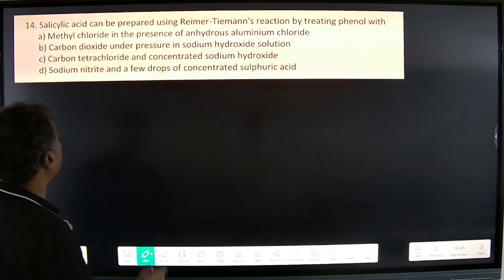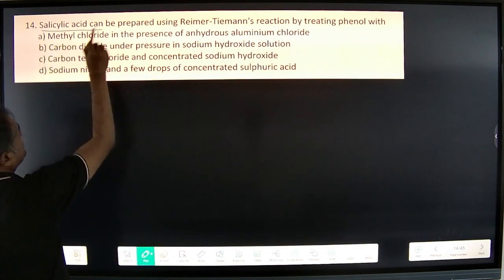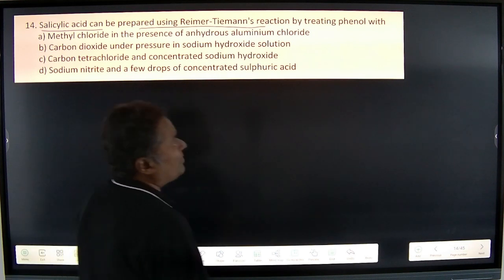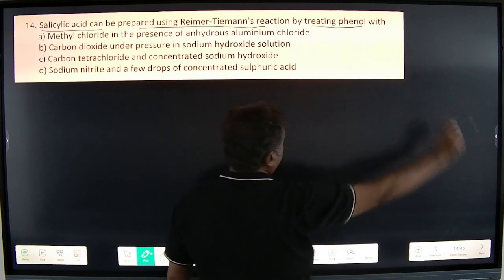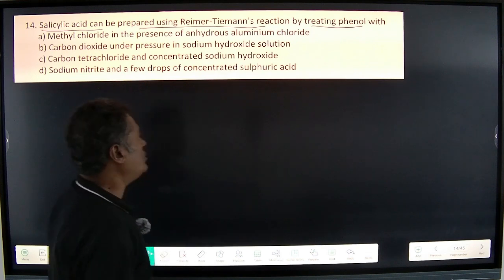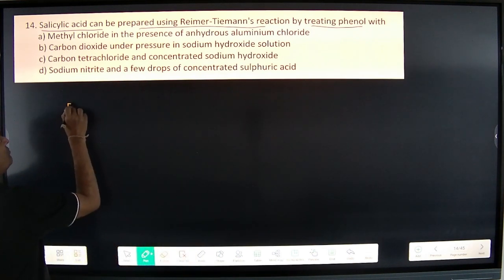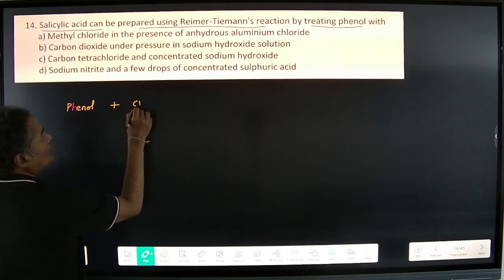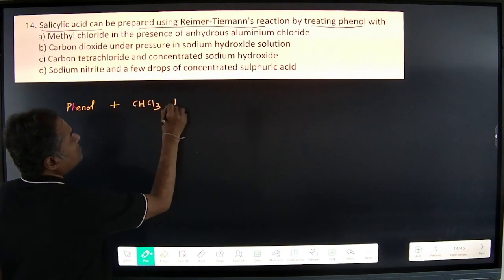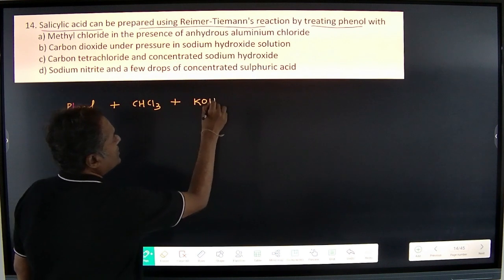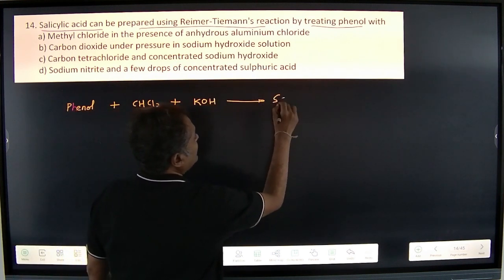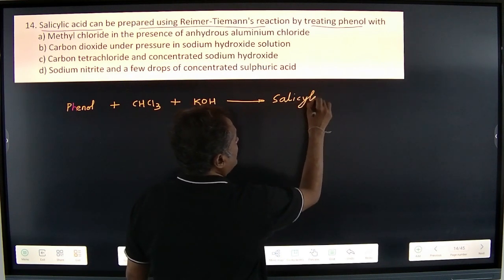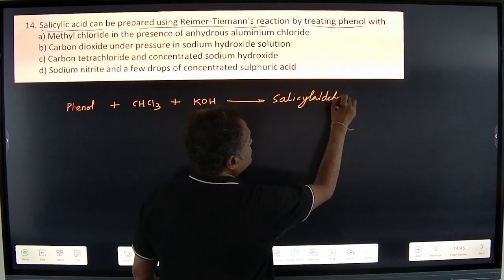Now, here child, salicylic acid is prepared by using the Reimer-Tiemann reaction, by treating phenol with. Now, basically in the Reimer-Tiemann reaction, what do you get? If you remember, child, when a phenol is treated with chloroform and a base like KOH or NaOH, it gives you salicylaldehyde. It's salicylaldehyde as the product, correct?